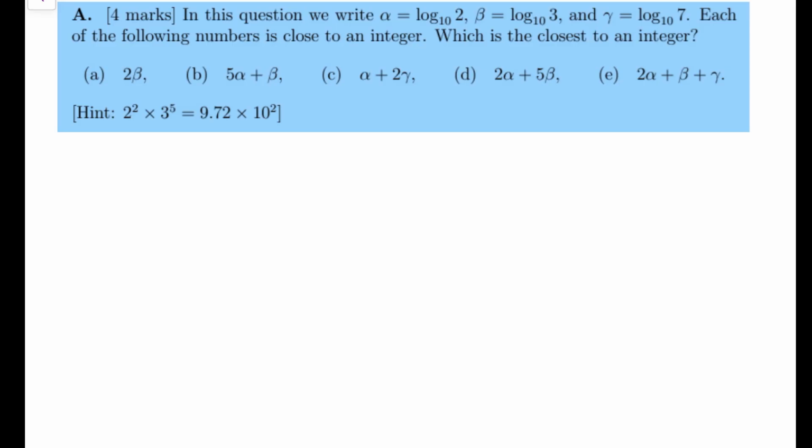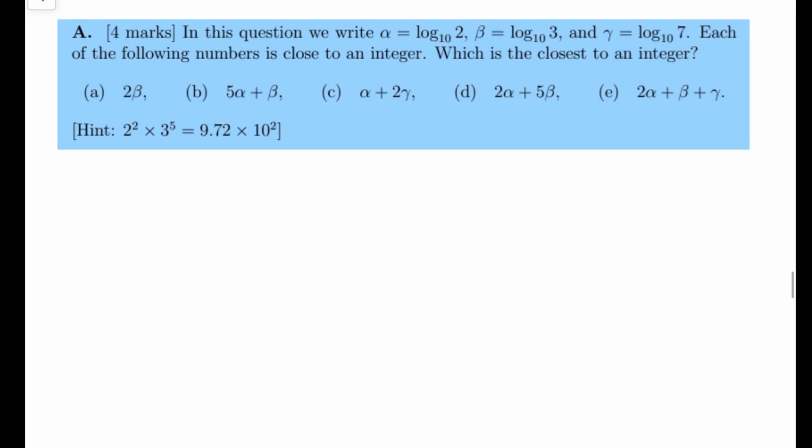Okay, so what do we have in this first question? It says, in this question we write a equals log base 10 2, b equals log base 10 3. Now, notably here, all of these are to base 10. So they're all log base 10. And that means I can probably combine these numbers in some ways. And then it wants me to work out which one is closest to an integer.